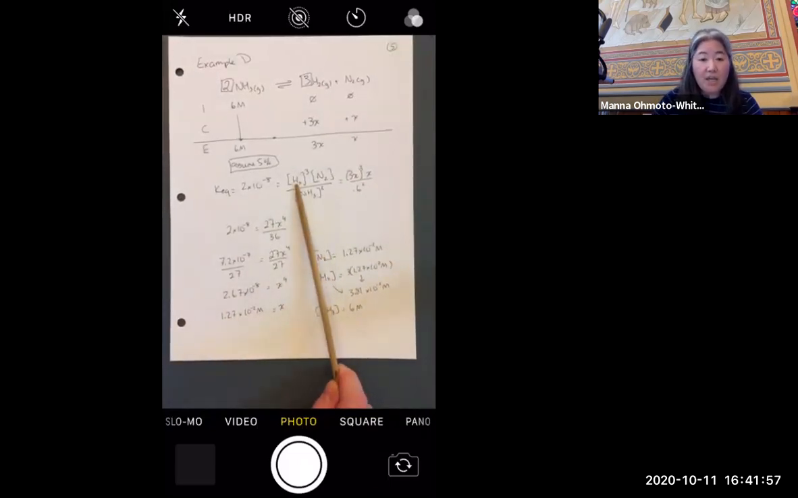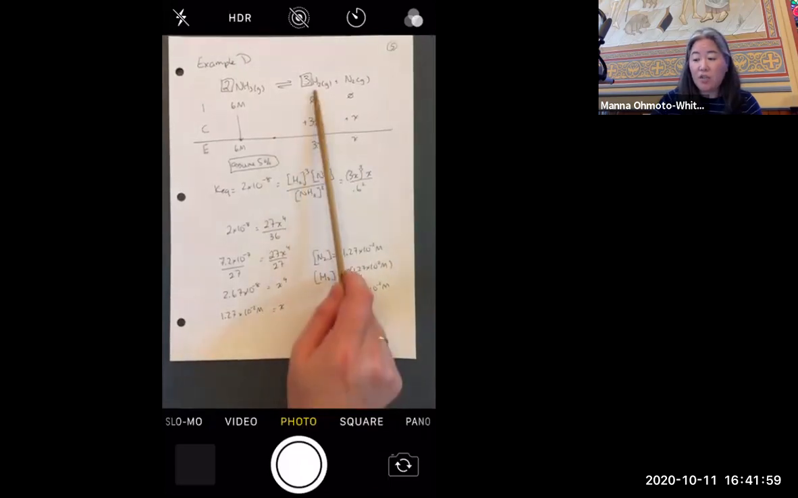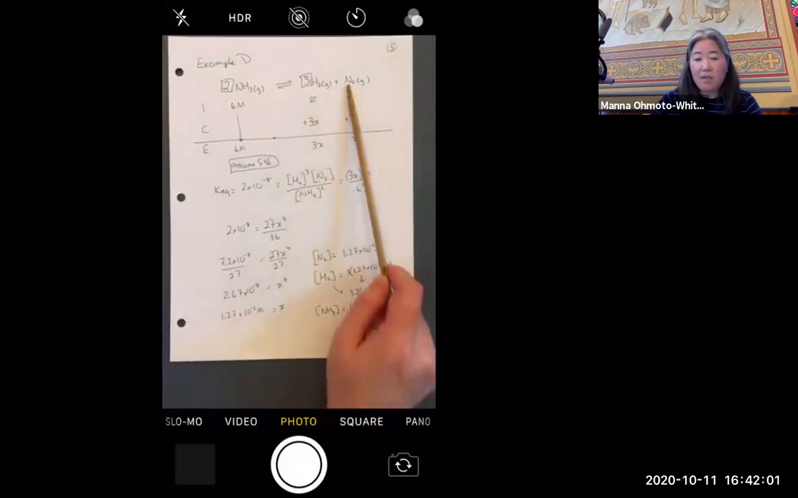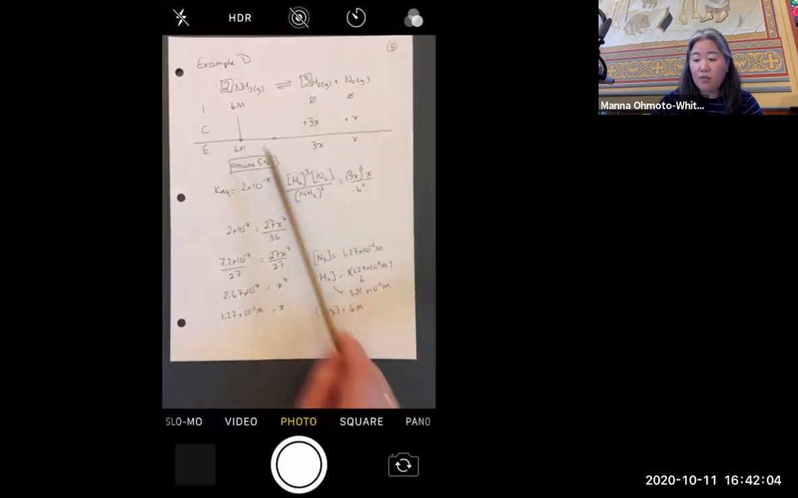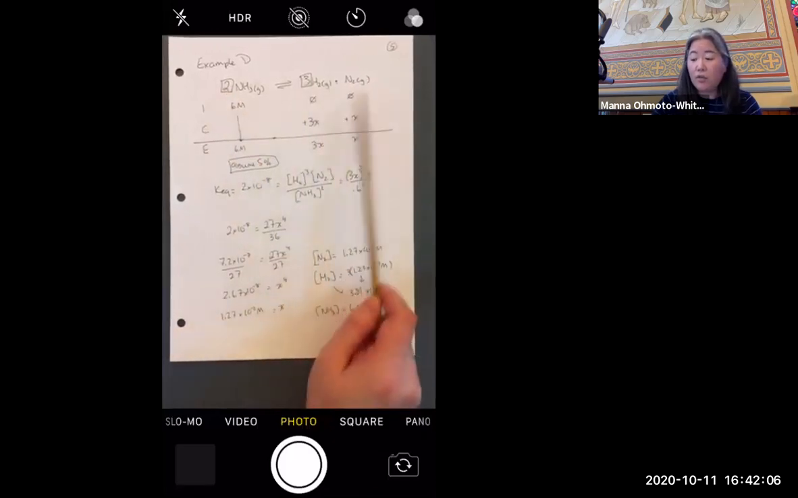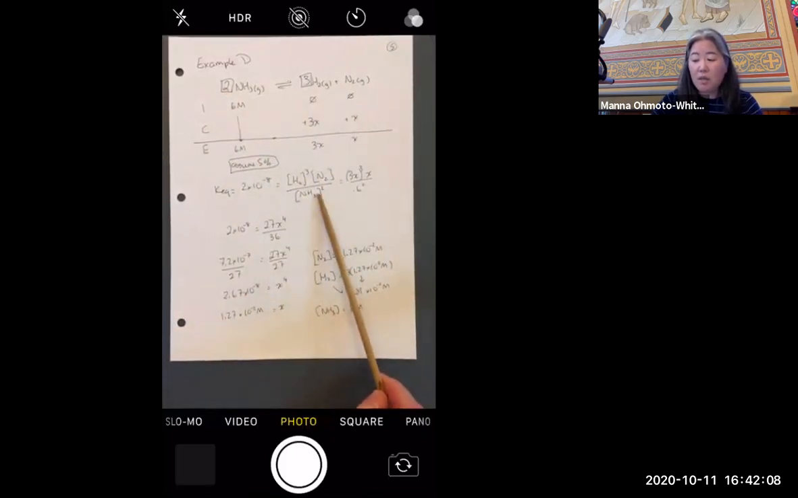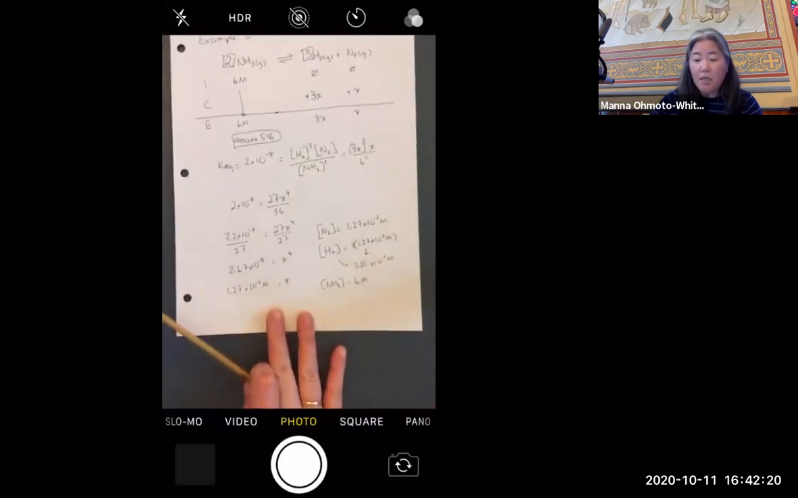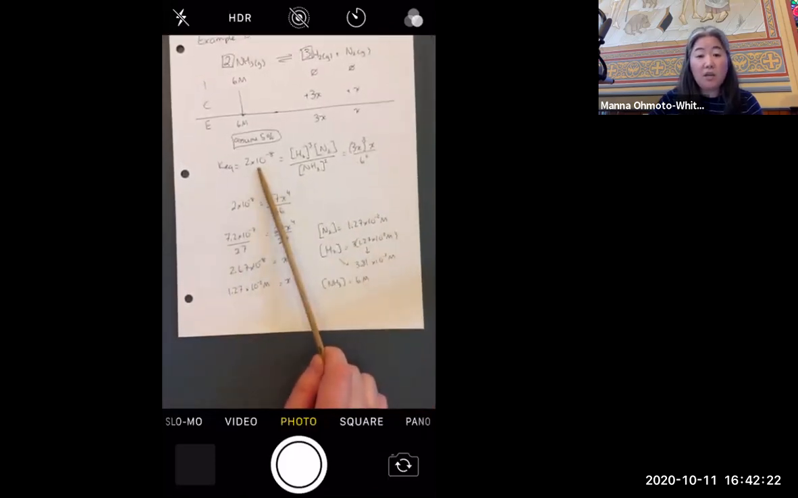I write my Keq expression first, so it's H2 cubed times N2 over NH3 squared. Again, the coefficients become the exponents. And so I plug in these values. This becomes 3x cubed, this becomes x, and this becomes 6 squared. Ignore that. It looks like a point, but that's not a point. So that's equal to my given Keq value.